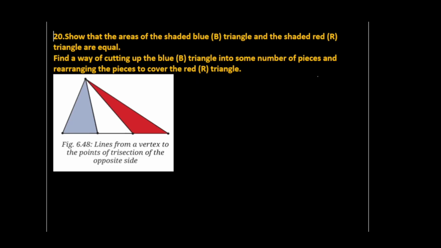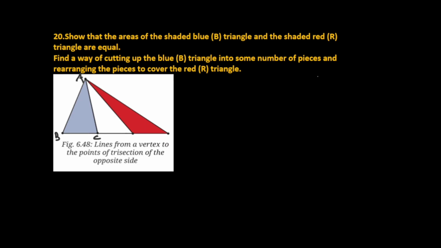20th question. Show that the area of the shaded blue triangle and shaded red triangle are equal. Find a way of cutting up the blue triangle into some number of pieces of the red triangle. The pieces cover the red triangle. Now we'll take the whole triangle as ABE, with points A, B, C, D, E. Here the lines from the vertex go to the points of trisection of the opposite side. So from vertex A, 3 or 4 lines are there.